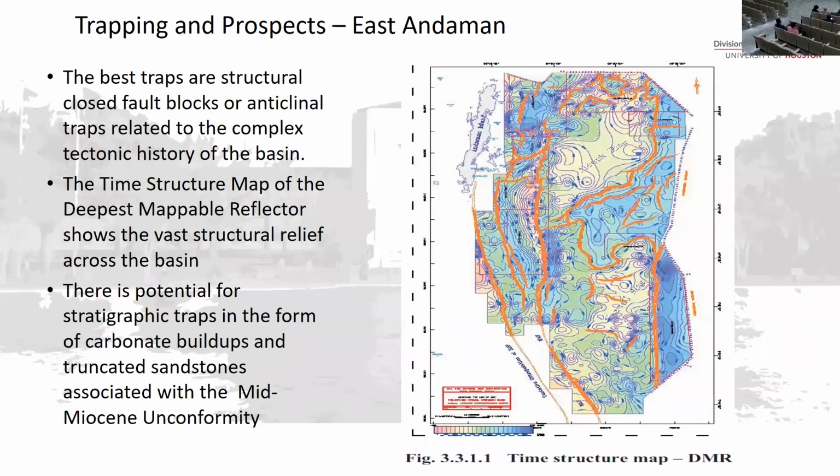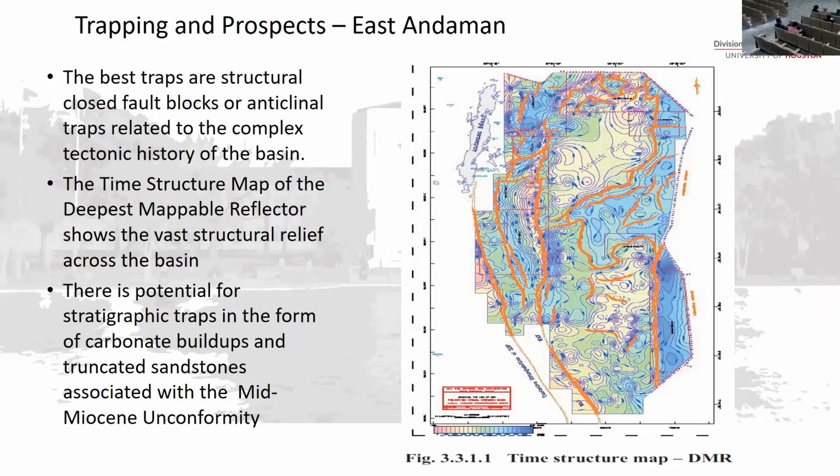So what other traps are there? Well, as I mentioned, this is a structurally complex area, so the vast majority of the potential lies with structural traps. This is a time structure map of the deepest measurable reflector, and you can see there's a lot of variability, and they tried to impose some of the faulting on here. So we know there's a lot of faulting. You saw it on that seismic line that I showed you.